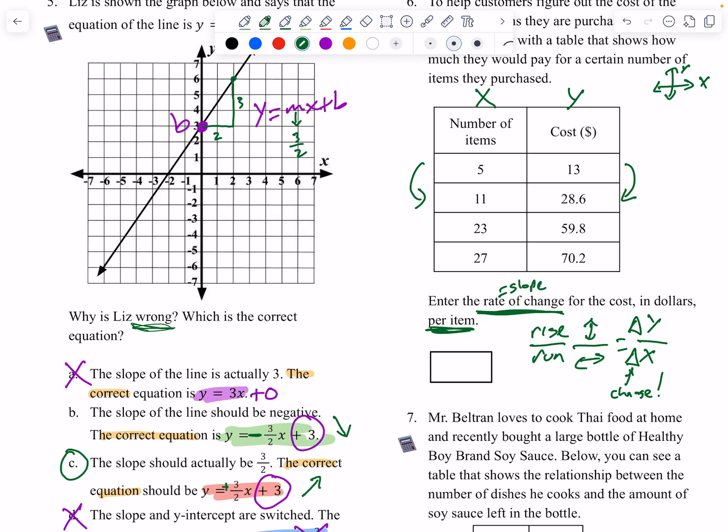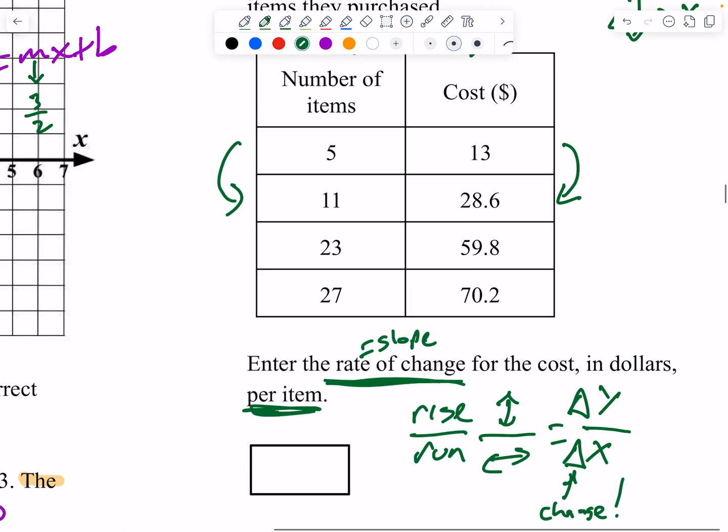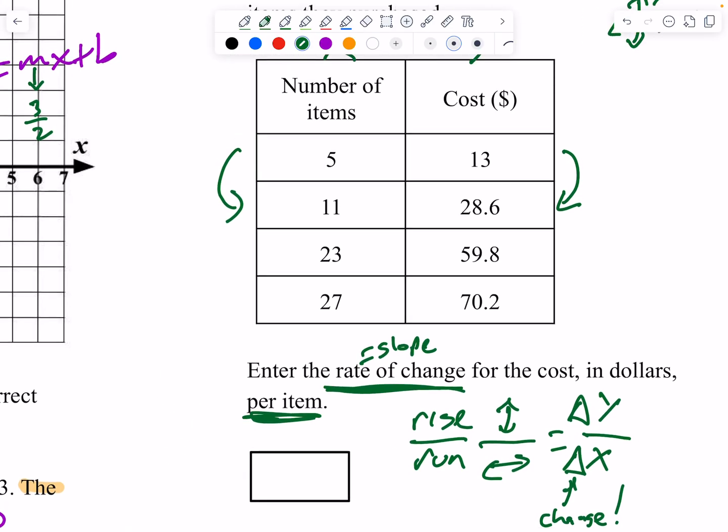The other way we can think about it, which you should have learned, hopefully, is that to find the slope it's y2 minus y1 over x2 minus x1. And if you think about the language change, it's the difference.